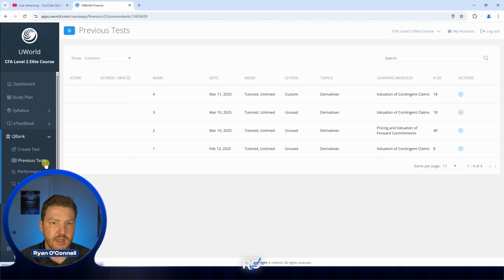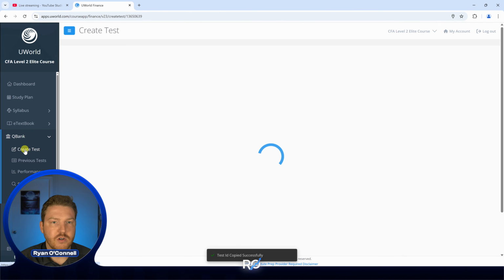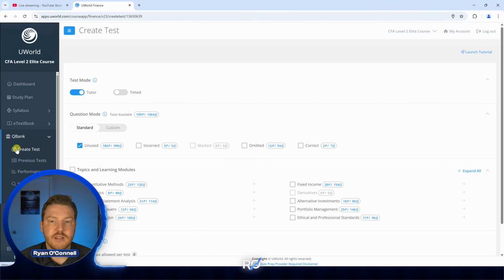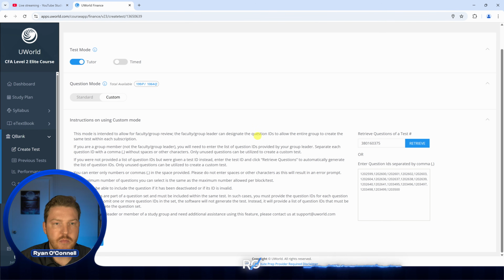So I'm going to go ahead and create a test based on one that I used in the past. I was looking at this one yesterday, and I just want to take the same test. So I'm going to hit this copy test ID, go over to create test, and then do this custom here. Then I'm going to enter this same ID by pasting it in there and hitting retrieve.